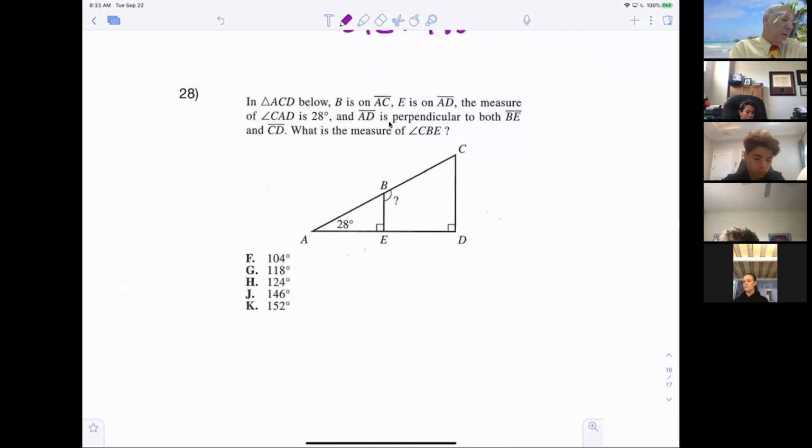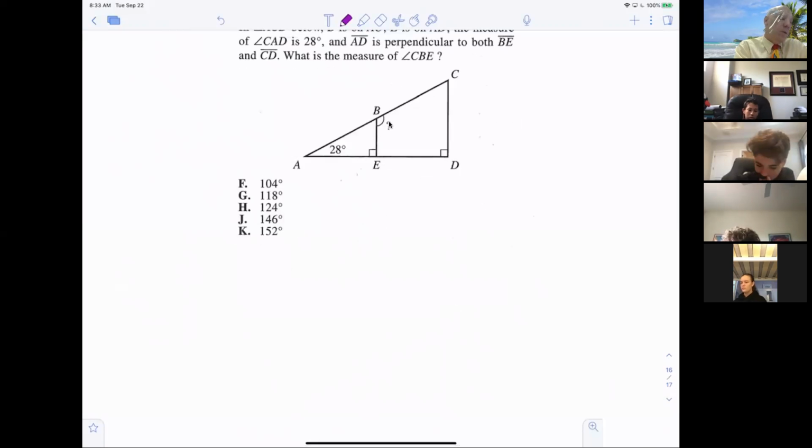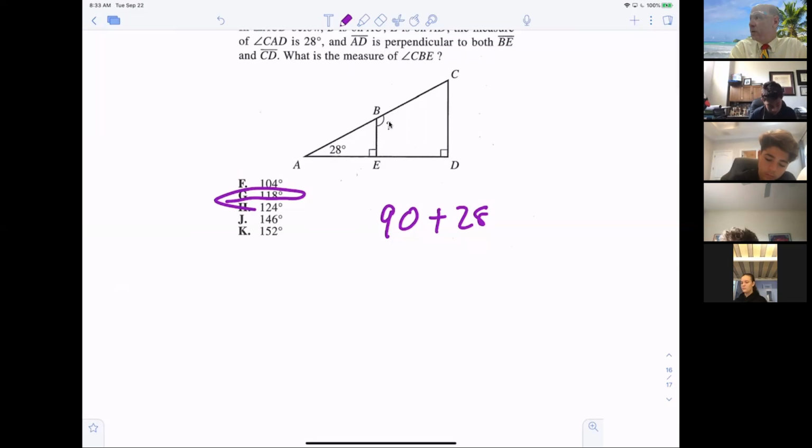All right, 28. Let's knock this guy out. It says in triangle ABC below, B is on AC, E is on AD, and the measure of CAD is 28. AD is perpendicular. What's the measure of CBE? How did you get that so fast? I just did 28 plus 90. Yes, that's an exterior angle. Thank you for using that. 90 plus 28. Beautiful. 118. Now, of course, there's other ways. That little box, remember that, William? Box makes 90. Oh, there's another one over here, right? All right, we happy?